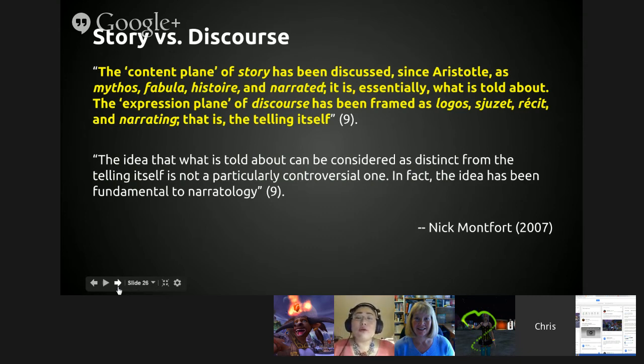So what are we saying here? What is the topic or the theme or the person or the event you're going to discuss? And the telling itself is exactly how you do it. That's the difference between the content plane versus the discourse or the expression plane, okay? And then he says, the idea of what is told about can be considered as distinct from the telling itself. It's not a particularly controversial one. In fact, the idea has been fundamental to narratology.